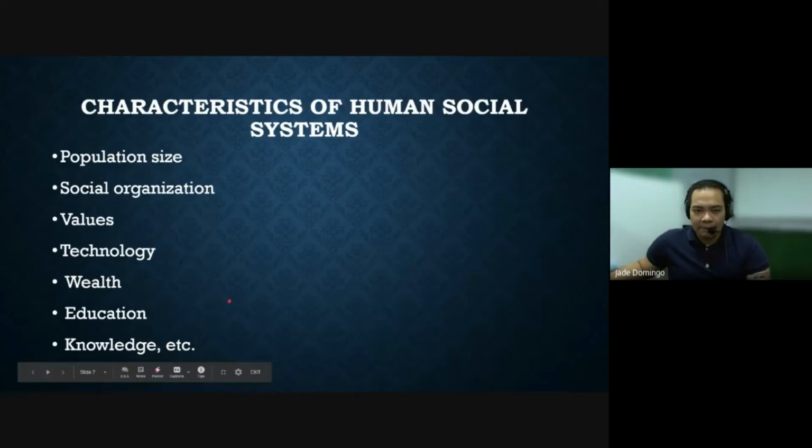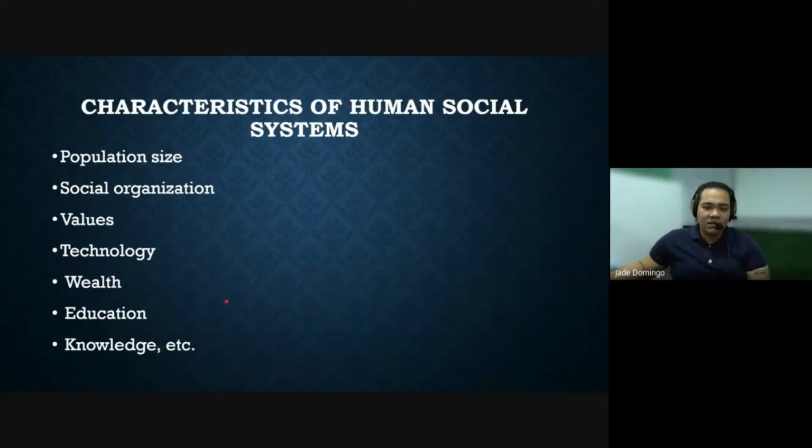That is a characteristic of human social systems, because without knowledge of the systems or the environment around us, it will be very hard for us to interact and adapt or modify our environment. Okay, so those are the characteristics.